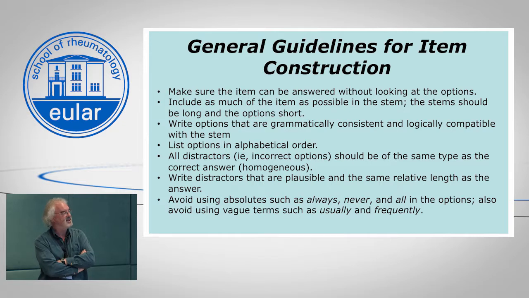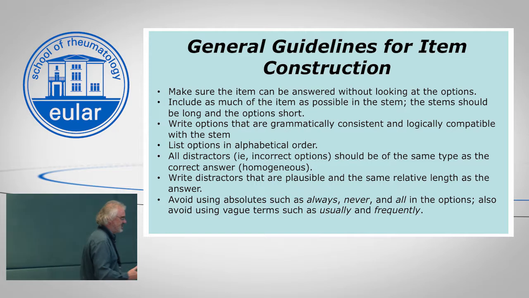And some terms such as usually and frequently, if you put in a question, what is usually associated with the following, and what is frequently associated with the following, your conception of what usually and frequently mean may be entirely different from somebody else's. There's no universal knowledge about what is usually and frequently. If necessary, put actual epidemiological figures in about the incidence or prevalence if you want to do things like that.